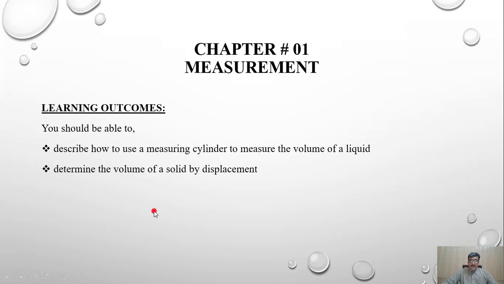The topic is measurement of volume using a measuring cylinder. Learning outcomes are that you should be able to describe how to use a measuring cylinder to measure the volume of a liquid. You should be able to determine the volume of a solid by displacement.